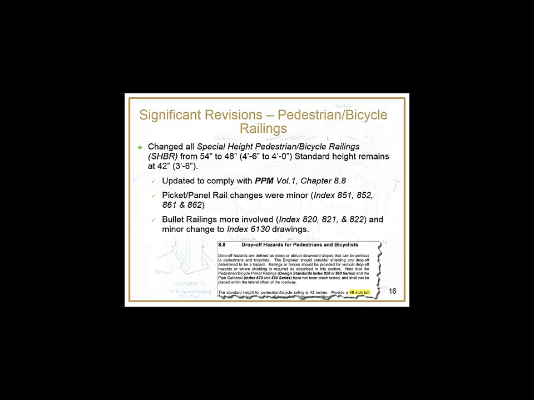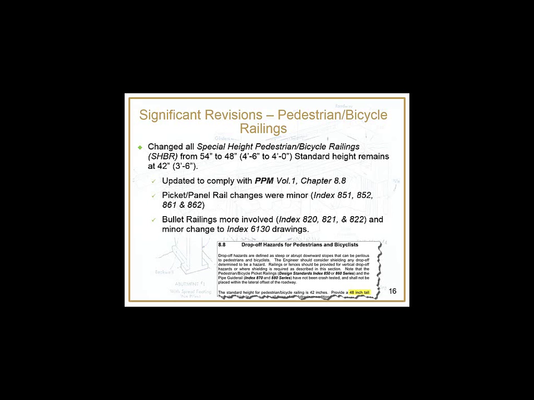The change in the special height bicycle railing from 54 inches to 48 was adopted in the PPM in January this year under Chapter 8.8. So that resulted in some changes to all the pedestrian railings that covered those heights, with some minor changes to panel dimensions and so forth. The bullet railings were a little more involved because we used to have a single, double, and a triple rail that went on top of either the traffic railing or the concrete parapet. So we've actually eliminated the triple rail.